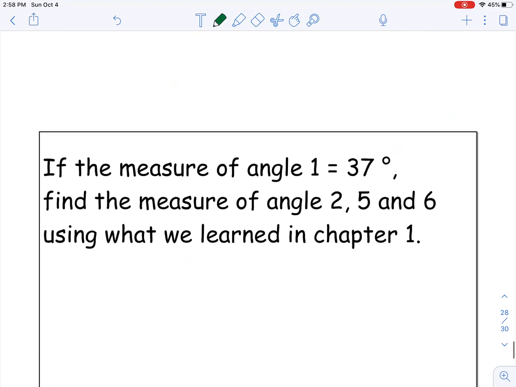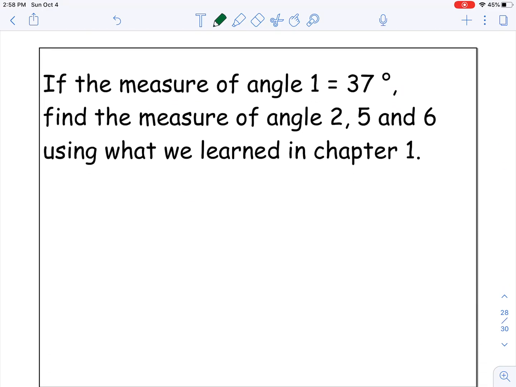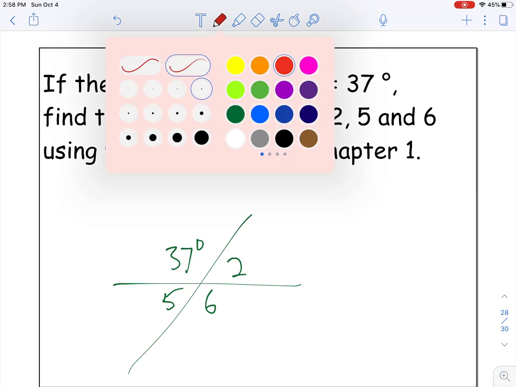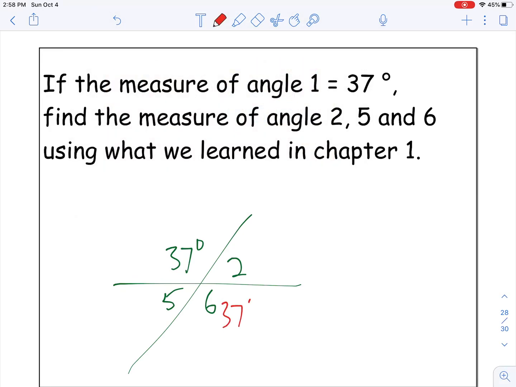Now, the other part says that if the measure of angle 1 is 37 degrees, so the measure of angle 1 was here, 37 degrees, find the measure of angle 2, 5, and 6. So those are other angles we're looking at. Angle 6 was vertical to it, so it had to be 37 degrees also. Angle 2 was a linear pair, so it would be 143. Remember, those linear pairs have to add to 180. And then angle 5 was vertical to angle 2, so it would also be 143 degrees.